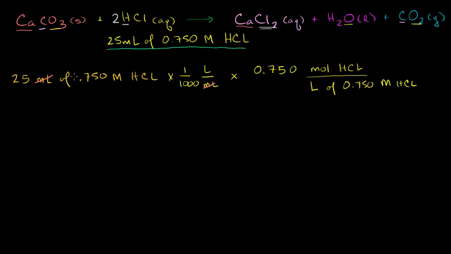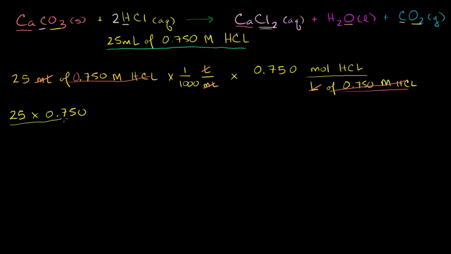And then I want to convert from the solution to the actual number of moles. If something is 0.75 molar, that means that there is 0.75 moles of hydrochloric acid per liter of the solution. You could call that the solution. And so this will cancel out. We have the liters canceling out with the liters. And then the 0.75 molar hydrochloric acid solution cancels out with the 0.750 molar hydrochloric acid solution.